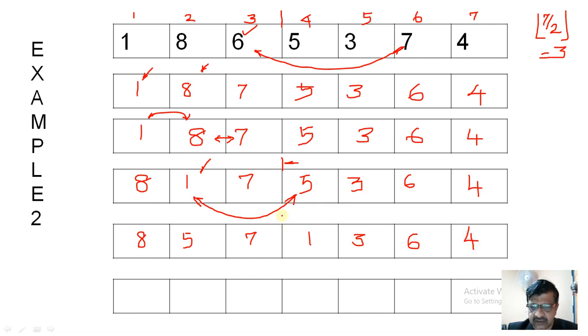6, 4. Once again, a check will be made. So 7 is the parent at n by 2. His children are okay. Then anyway, parental dominance is maintained. And when you come over here, his children are 1 and 3. They are lesser than the parent. And this is already satisfied, because this node's children are 5 and 7, they are also lesser than this parent. Okay, now it is heapified.